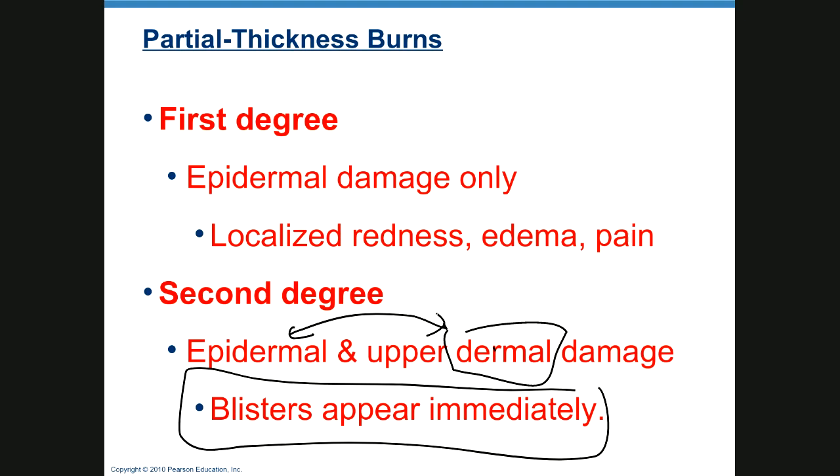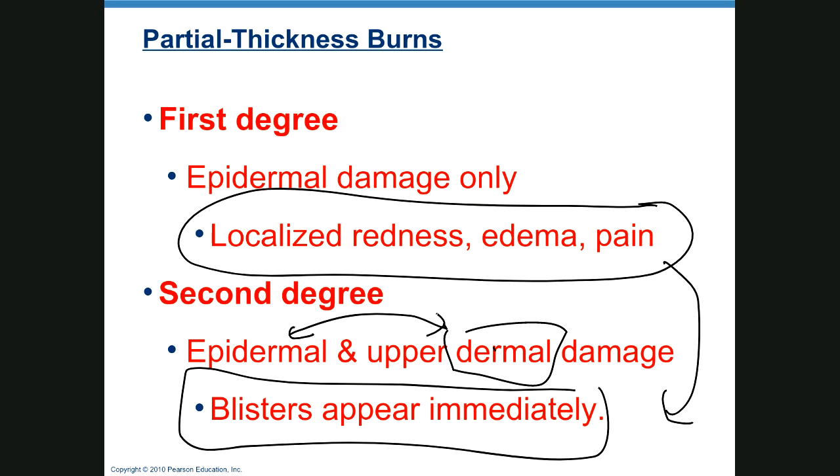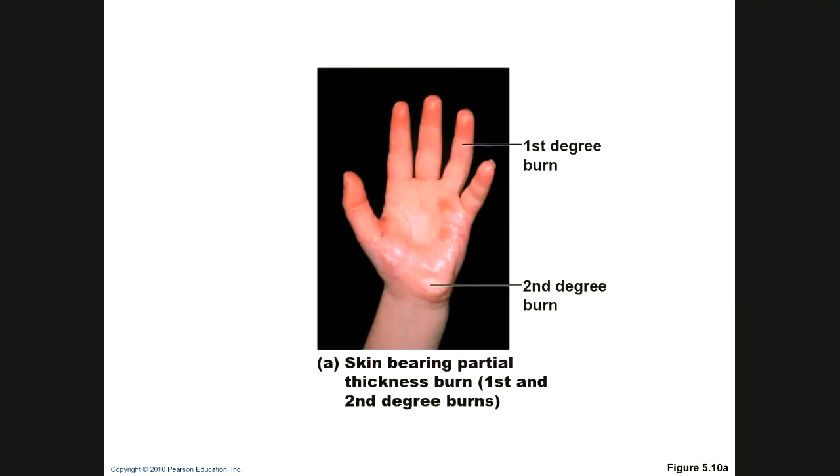So a second-degree burn is going to have all the characteristics of a first-degree burn plus a blister. So it's going to have the redness, the edema, the pain, and a blister. And the key is that the blister appears immediately because there's that separation between epidermal and dermal layers. So in the picture right here, the palms of the hand have a blister. So that is showing you a second-degree burn.